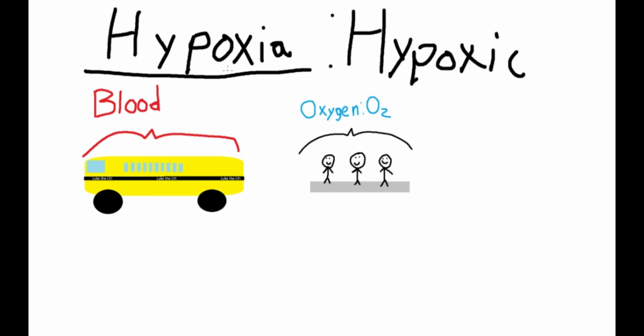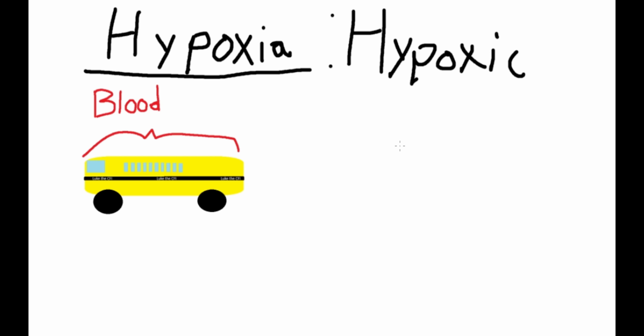Now, when I explain hypoxia, I like explaining it with an analogy. The analogy is we have a school bus picking up children for school. The school bus represents our blood, and the children represent oxygen. Okay? So for our first form of hypoxia, we're going to be talking about hypoxic hypoxia. So let's say the school bus comes to pick up the children, yet there are no children to be picked up. Well, this means there's not enough oxygen for the blood.